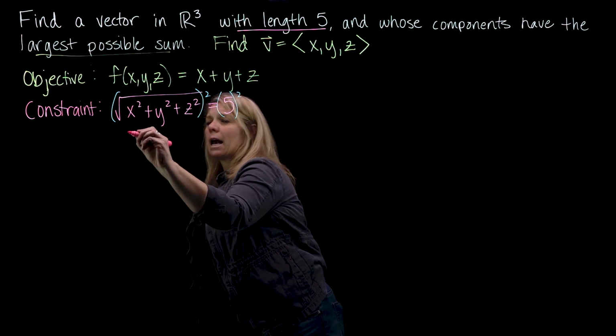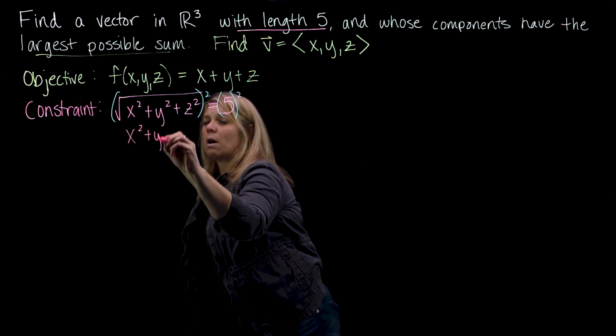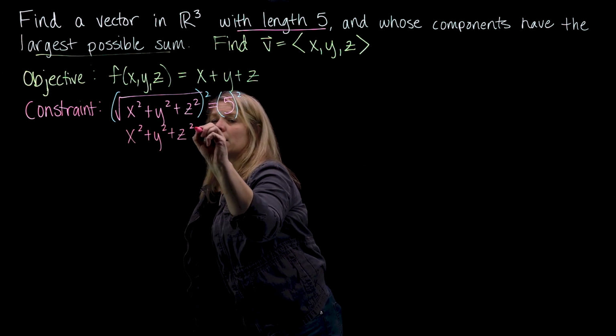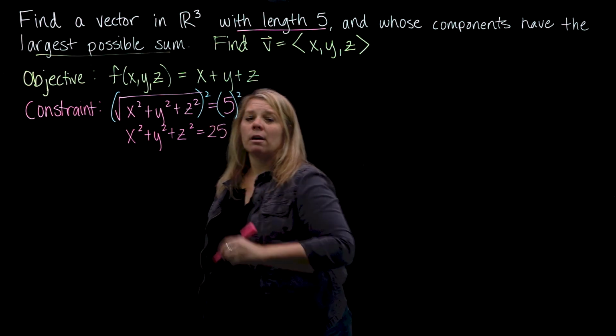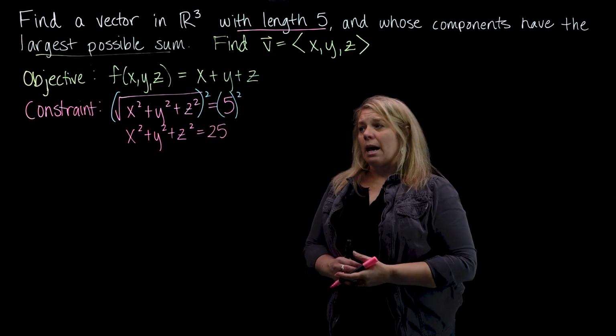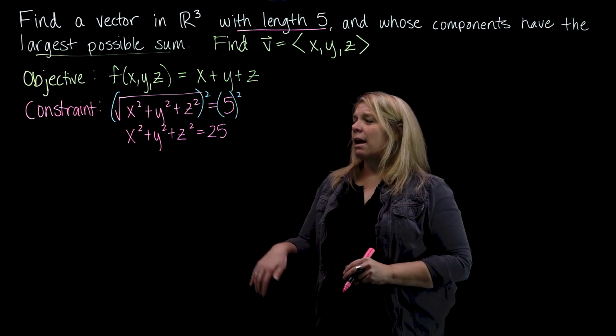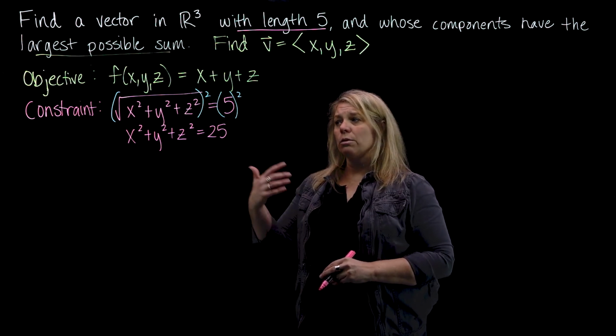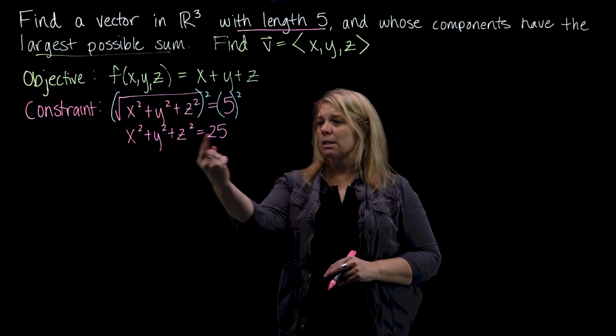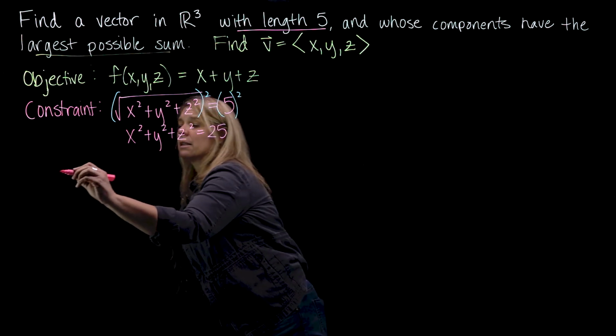And so now I get x squared plus y squared plus z squared equals 25, which is going to be much easier to take derivatives of. All right, but still, I need to make sure that I've got a function of 3 variables equal to 0. So for my constraint function, I'm just going to subtract 25 from both sides of this.